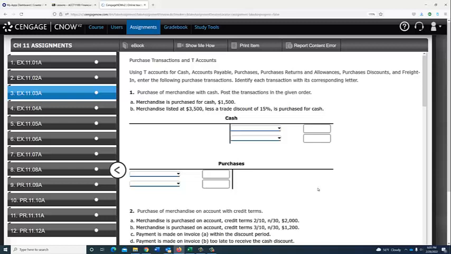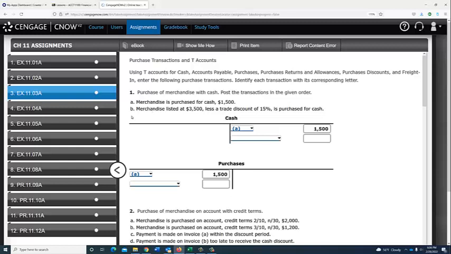Okay, so the merchandise is purchased for $1,500. So in purchases, on A, we'll enter $1,500, and then we'll credit cash for $1,500 because it was a cash purchase.